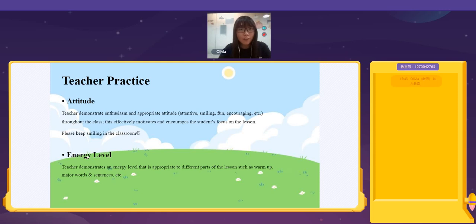And the next one is energy level. I will explain it more clearly. Teachers demonstrate an energy level that is appropriate to different parts of lessons such as warm-up, major words, and sentences. I mean, teachers could show their energy in the classroom properly. Teachers could give high fives, but they need to control the energy level, not too much. Let me show it to you myself.